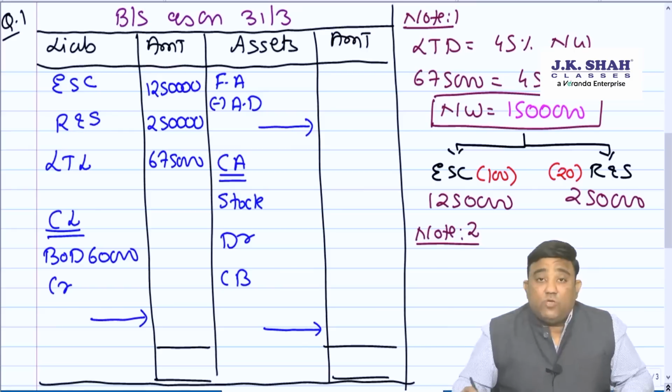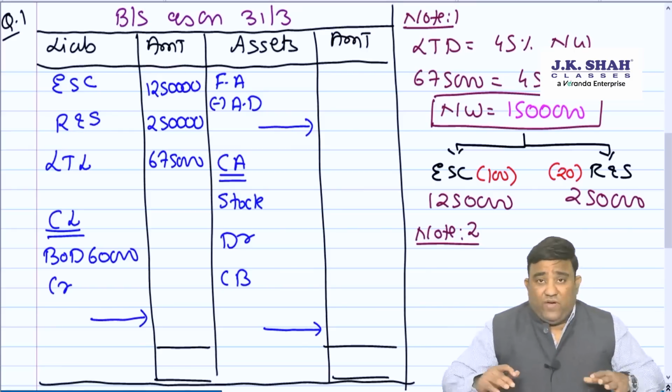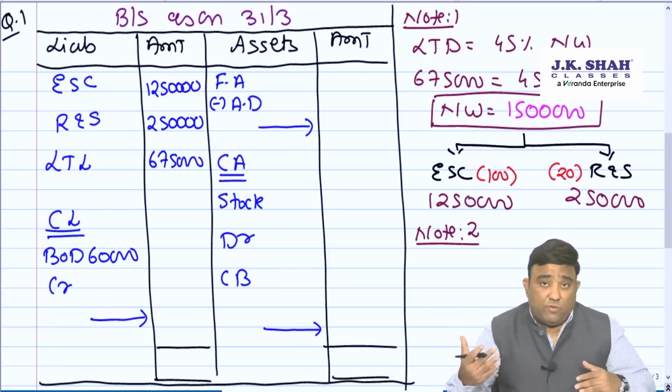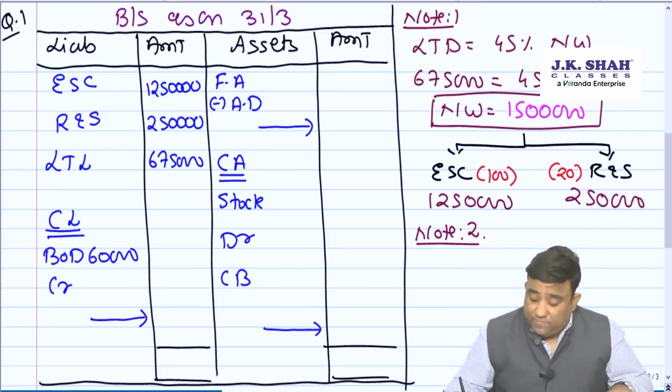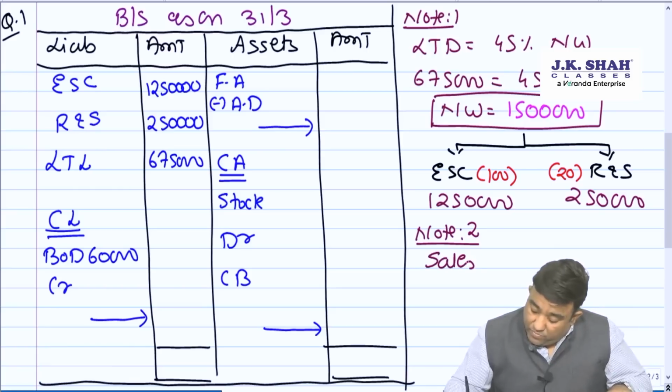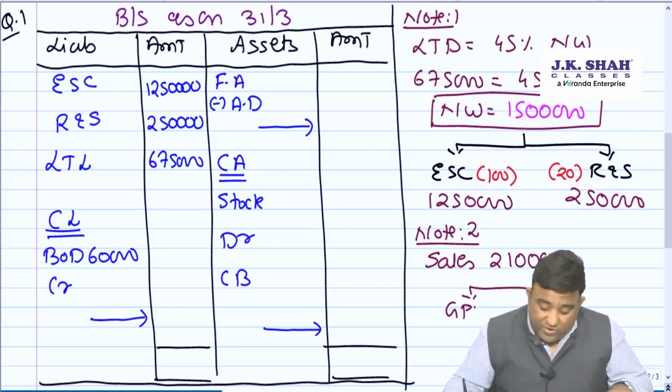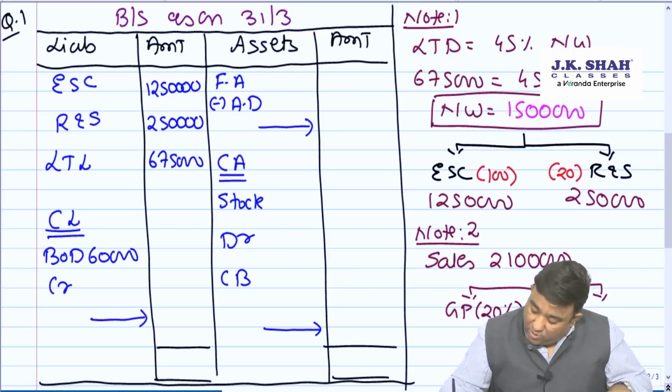I can shift to the use of sales. Okay. Vice versa, you can also start with the sales. Does not make a difference. Sales is 21 lakh. So students, check out the GP ratio. How much? GP ratio, they have given 20%. So I am sure you better know that the remaining 80% is bound to be COGS. So students, GP is going to be 4,20,000 and COGS is 16,80,000.